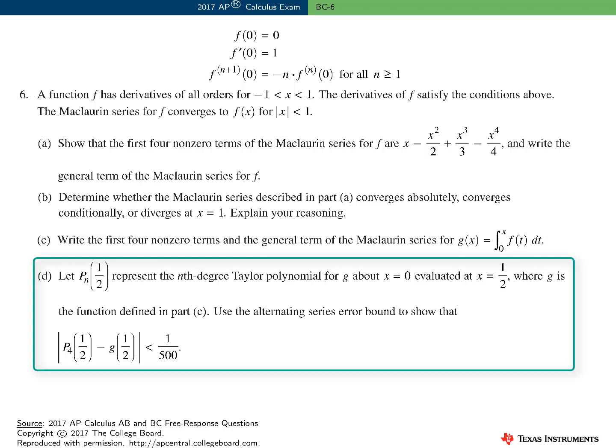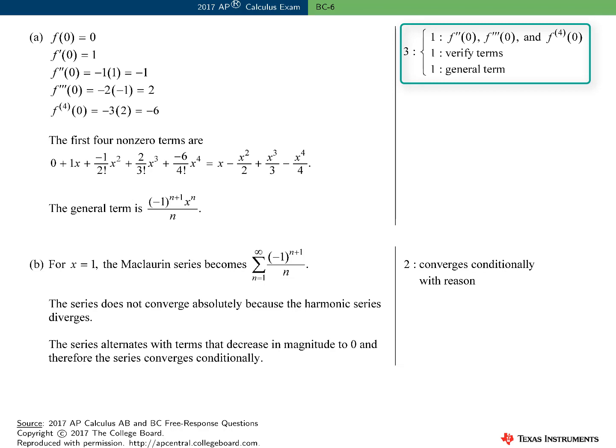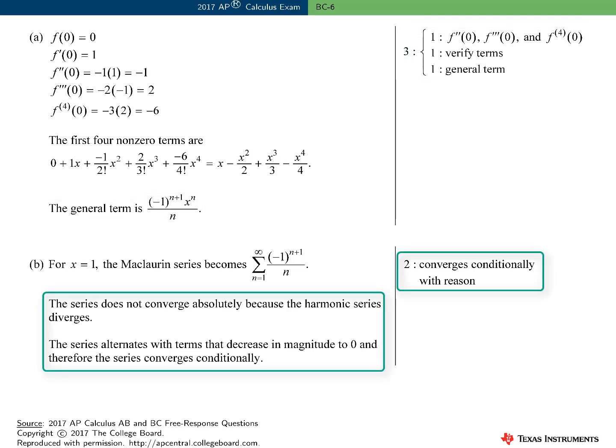And in part D, the student must use the alternating series error bound associated with the Taylor polynomial for g about x equals 0. Part A was worth 3 points. 1 point for finding the second, third, and fourth derivative of f at x equals 0. 1 point for verifying the first four terms. And 1 point for writing the general term of the Maclaurin series for f. Part B was worth 2 points for stating that the specific series converges conditionally and for providing an appropriate reason.